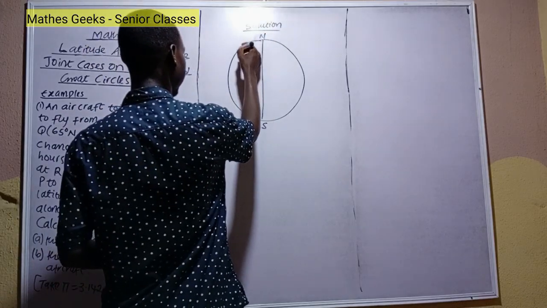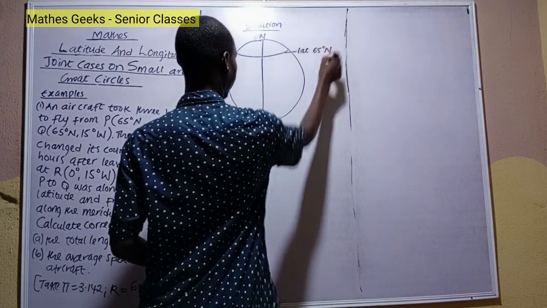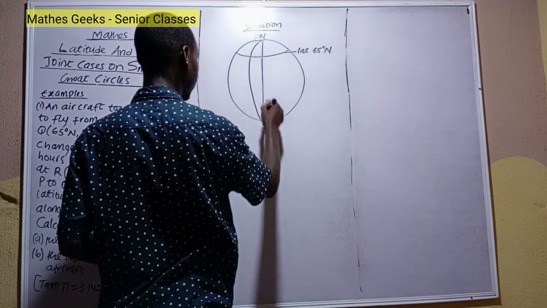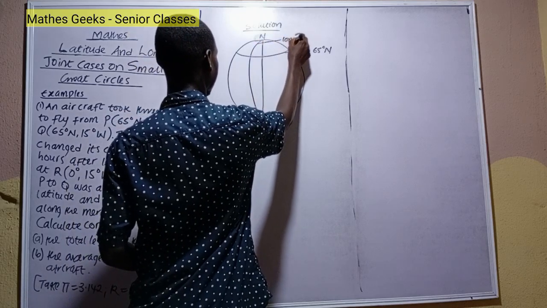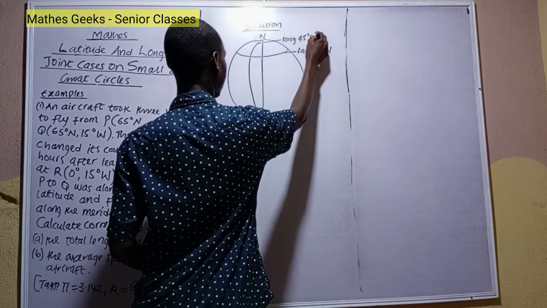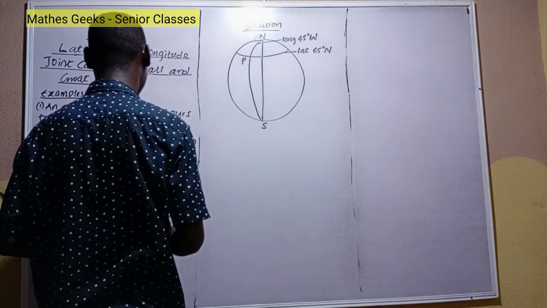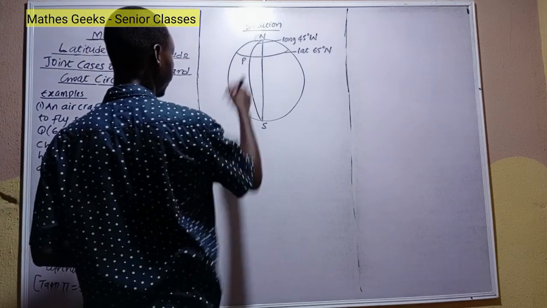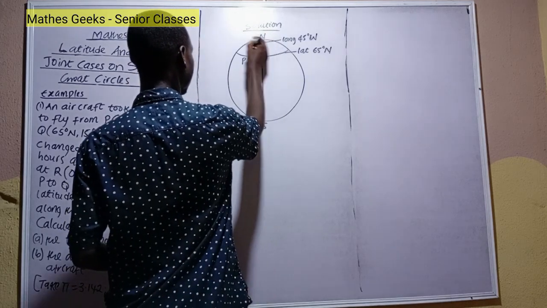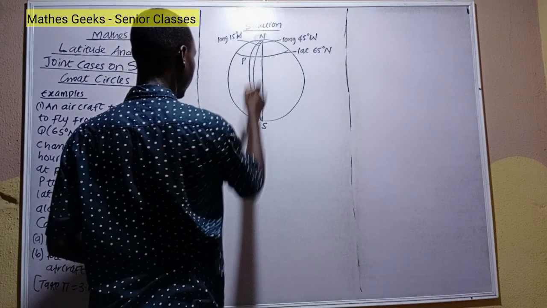P is latitude 65 degrees north, and longitude 45 degrees west. So this is point P. To Q, 65 degrees north, longitude 15 degrees west. Point Q.